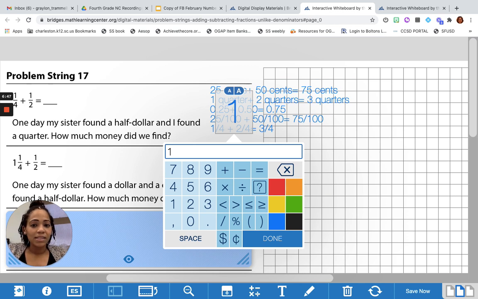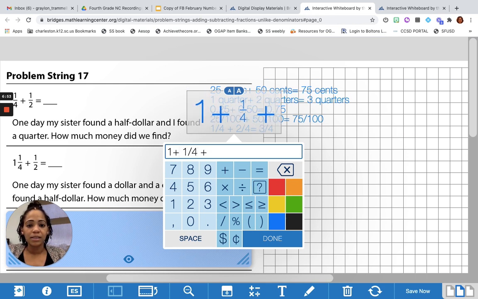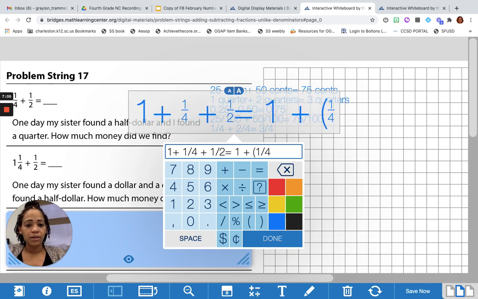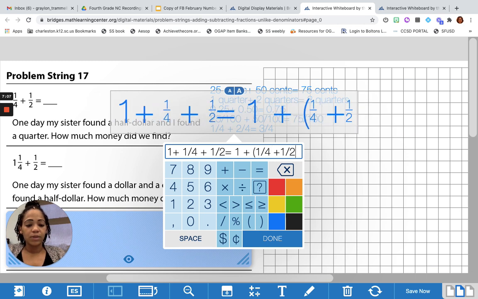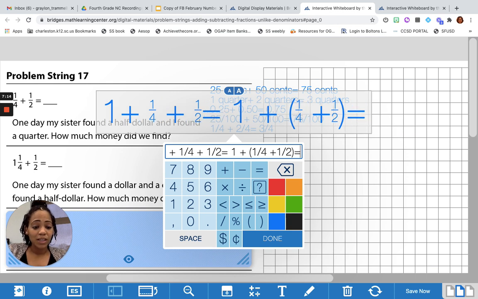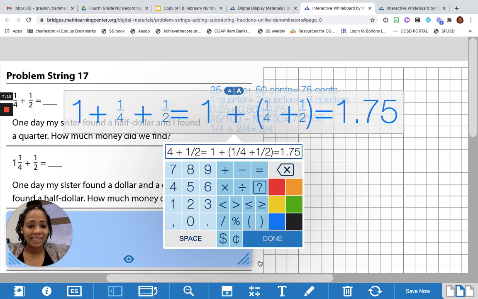the same thing as saying I have 1 plus 1/4 plus 1/2, because 1 1/4 is the same meaning as saying 1 whole and 1/4 of something else. And so since I know that 1/4 plus 1/2 already, then now I can just add 1 to it. Seems easy, right? Which is going to give me $1.75.